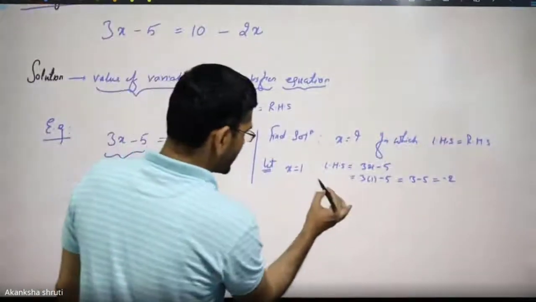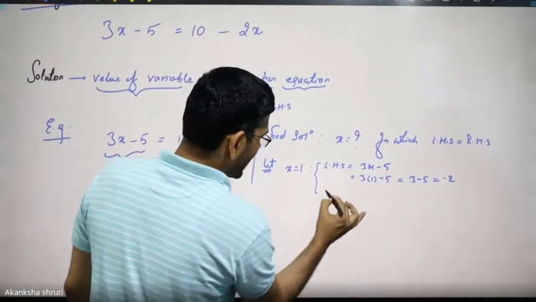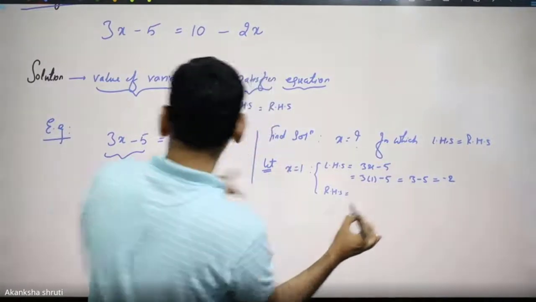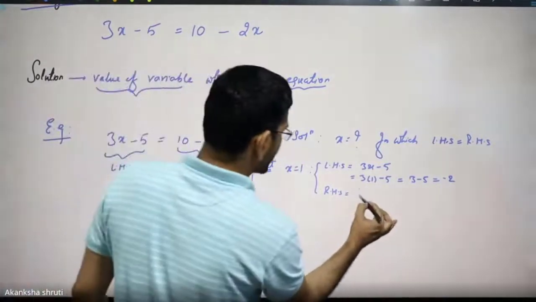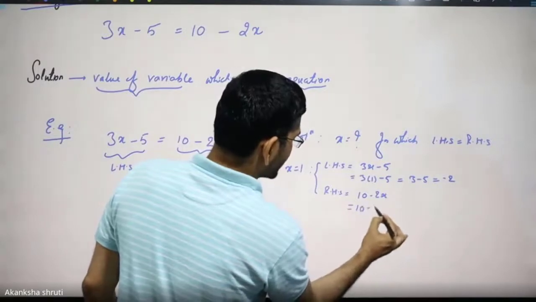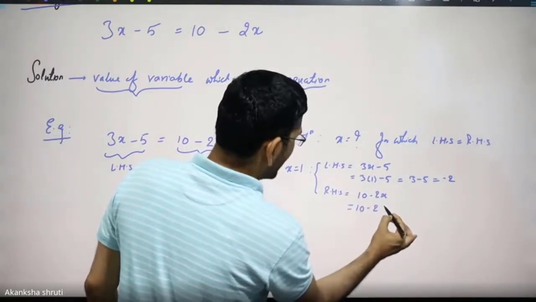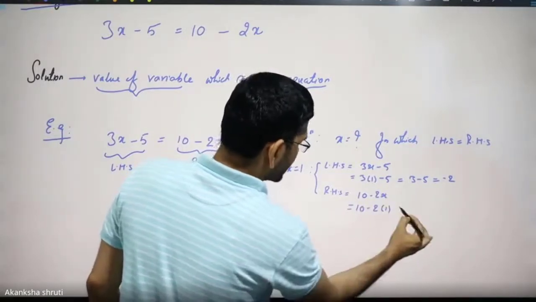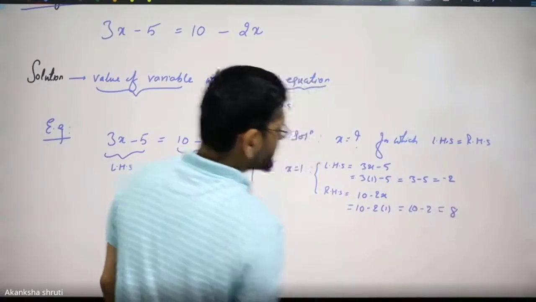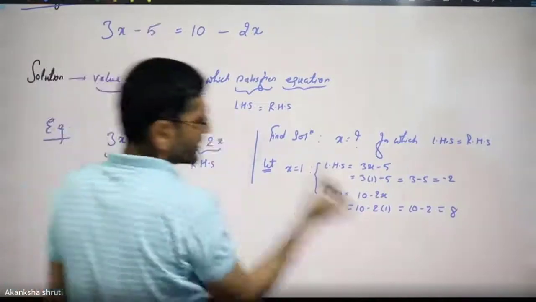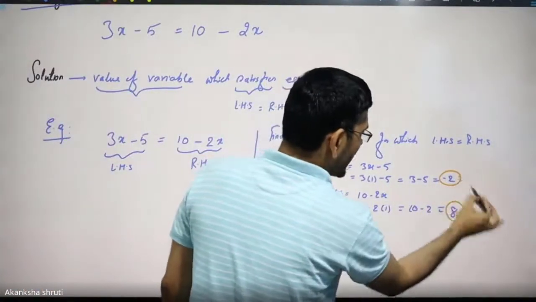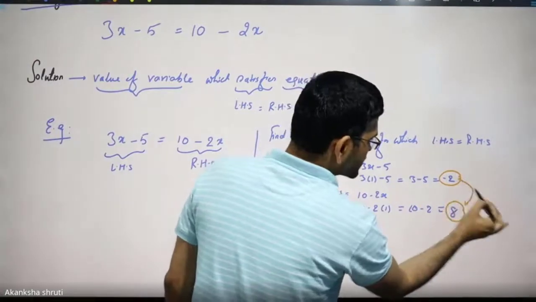But if we put the same x in the RHS, then our RHS is 10 minus 2x. So it is 10 minus 2 into 1. It is 10 minus 2, which is 8. Student, what are we getting? Are these two values equal? These two are not equal, student.